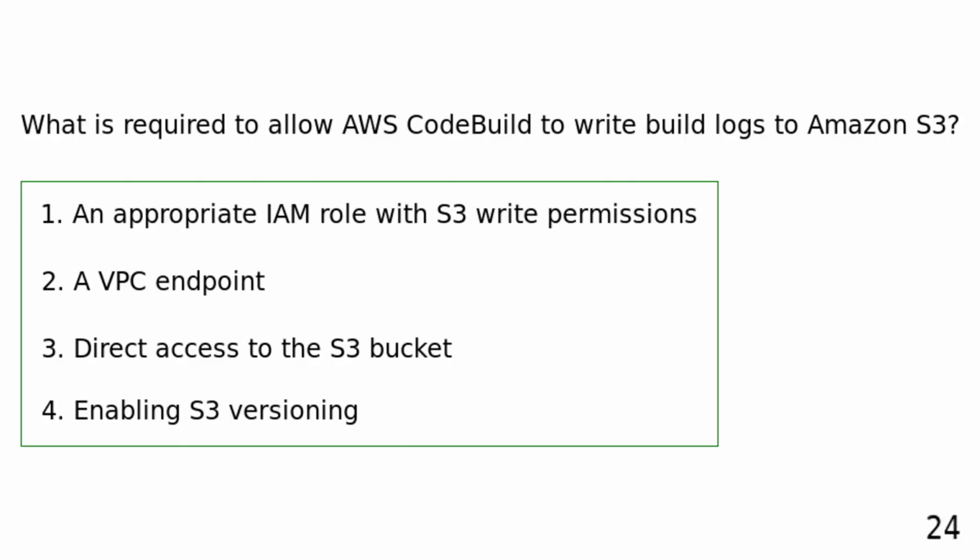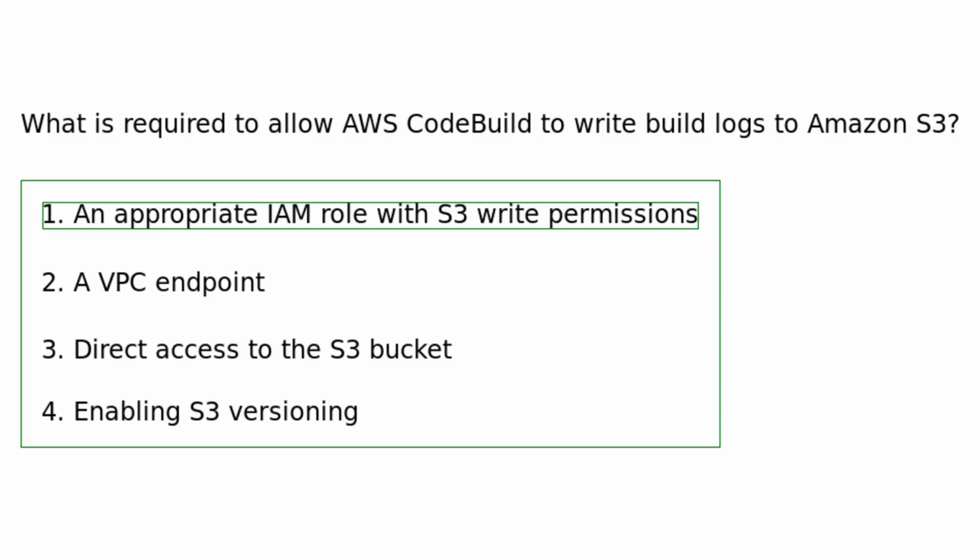What is required to allow AWS CodeBuild to write build logs to Amazon S3? An appropriate IAM role with S3 write permissions. A VPC endpoint. Direct access to the S3 bucket. Enabling S3 versioning. AWS CodeBuild needs an appropriate IAM role with permissions to write build logs to Amazon S3.